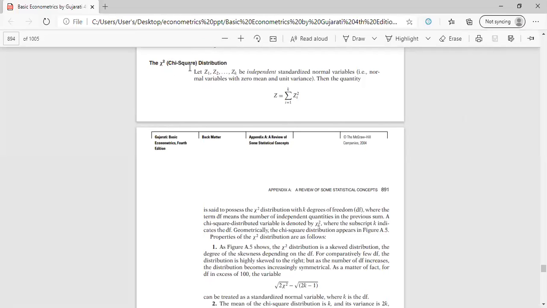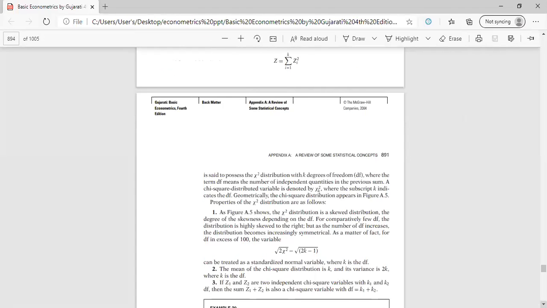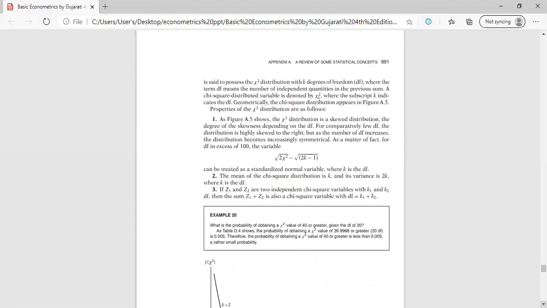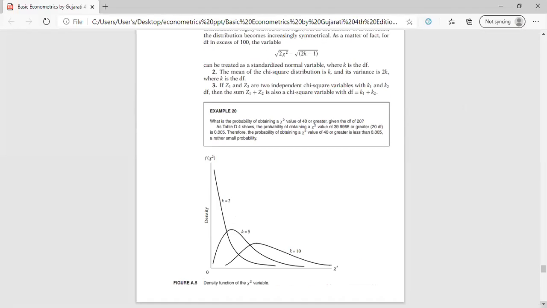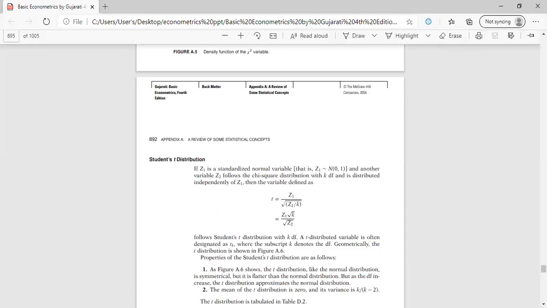Here, the chi-square distribution. If Z1, Z2, and so on are independent standardized normal variables, let's say you have 5, you square them all and add them, and you get a chi-square. If you have only one Z, you square it, you get a chi-square. If you have two independent Z, you square them, add them, you get a chi-square. Look at this density function of chi-square.